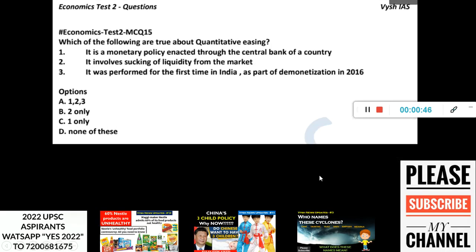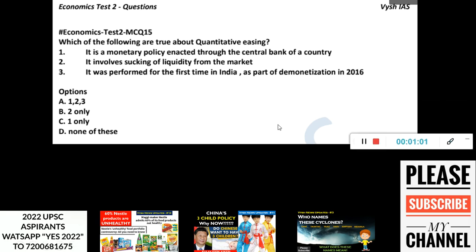Today's first question: which of the following are true about quantitative easing? 1. It is a monetary policy enacted through the central bank of a country. 2. It involves sucking of liquidity from the market. 3. It was performed for the first time in India as part of demonetization in 2016. Options: 1, 2, 3; 2 only; 1 only; none of these. Today's questions will be somewhere related to money and banking. So we'll see what is the answer for this first question.